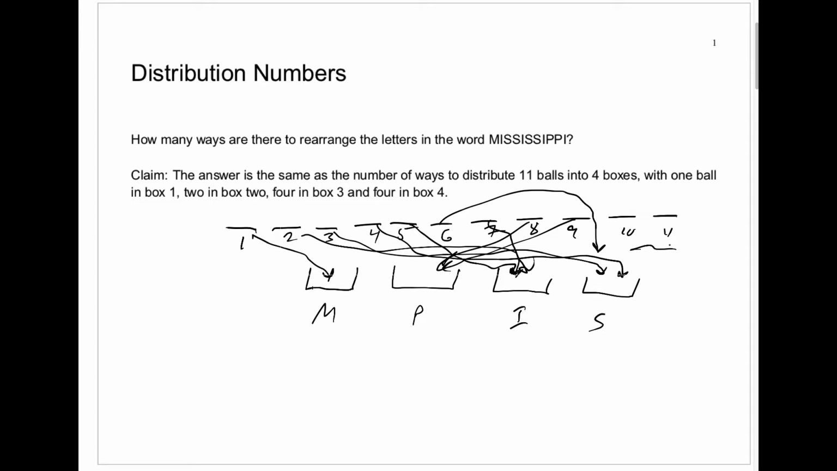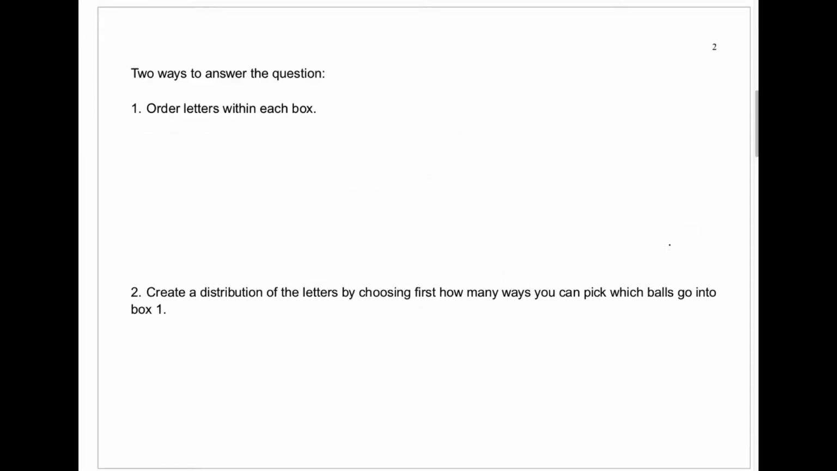So counting the number of rearrangements of the word is the same as counting these distributions. In other words, there's a one-to-one relationship between rearrangements of the word Mississippi and distributions of 11 balls into 4 boxes, as long as we have 1 ball in the first box, the M box, 2 in the second box, 4 in the third and 4 in the fourth. So the question becomes, how do we count these? How do we count the number of distributions where I'm telling you how many balls have to go into each box? Well, one way to do it is to talk about ordering the letters within each box.